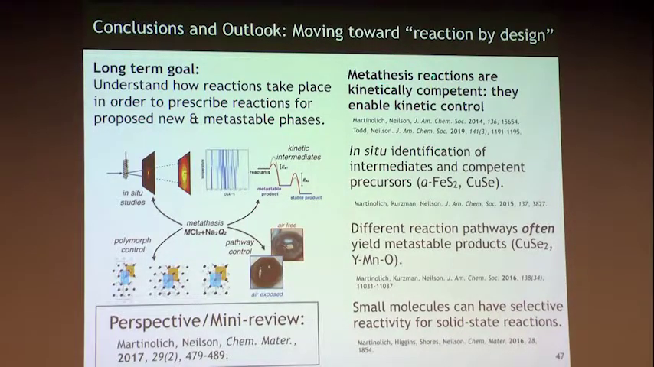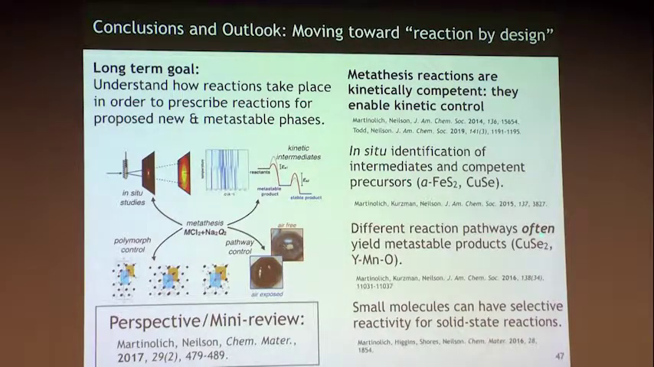We're finding that these metathesis reactions are wonderful to study because they're kinetically competent. They have that low initial barrier that allows the system to evolve in one pathway or another. They enable kinetic control. We've used in situ diffraction and pair distribution function analysis to identify intermediates and competent precursors, whether it's this amorphous iron sulfide phase or copper selenide.